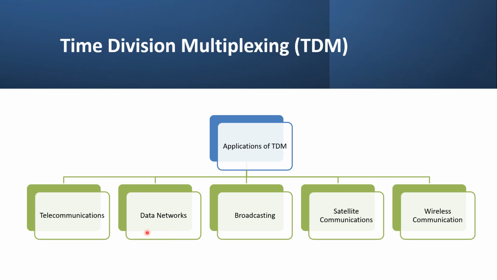Data networks: employed in data transmission systems where multiple users share a communication channel, improving overall network efficiency. Broadcasting: utilized in broadcasting systems to transmit multiple television or radio channels over a single frequency band. Satellite communication: used in satellite communication systems to manage multiple data streams from various sources. It is also implemented in some wireless systems, such as WiMAX, to efficiently allocate time slots for different users.